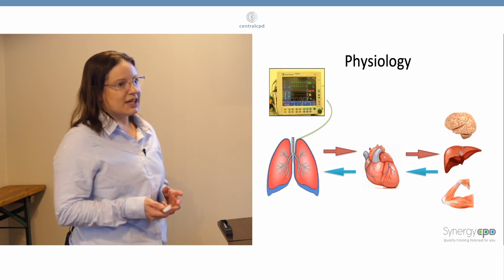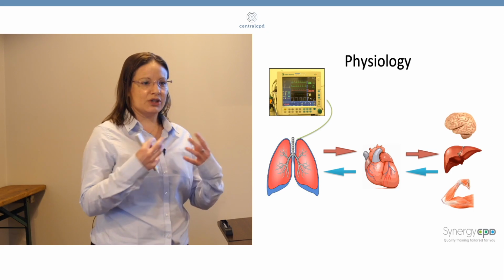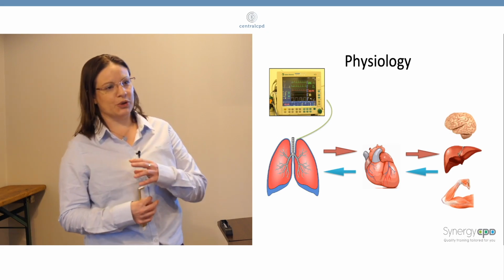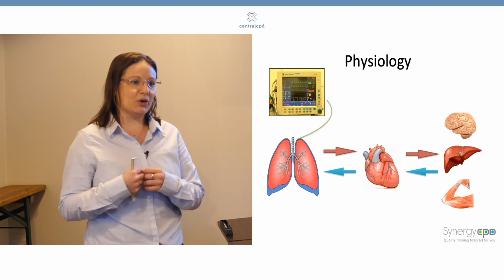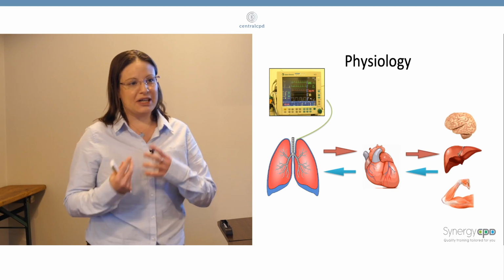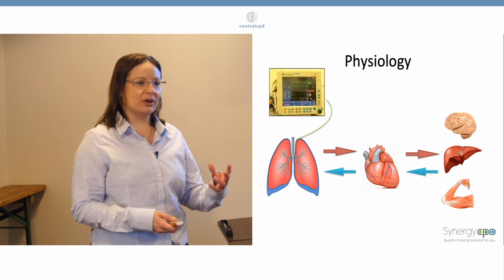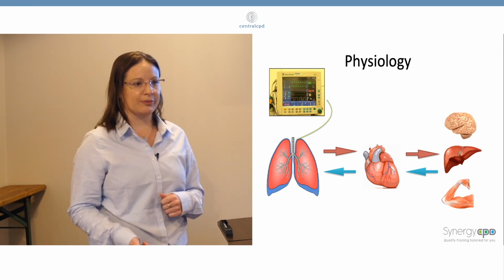So a bit of physiology. Your patient will breathe in, you'll get oxygen in, that goes off to your heart, which sends it off to your body. You will then have your body metabolize oxygen, produce energy. The waste product is carbon dioxide. That goes back to your heart, back to your lungs. You breathe it out and it will show up on your capnograph.